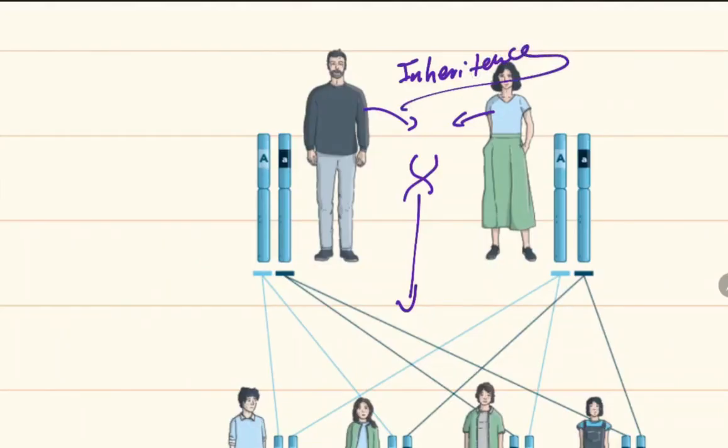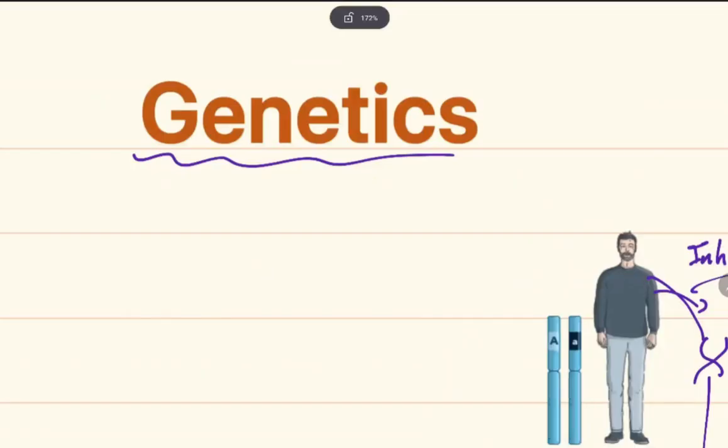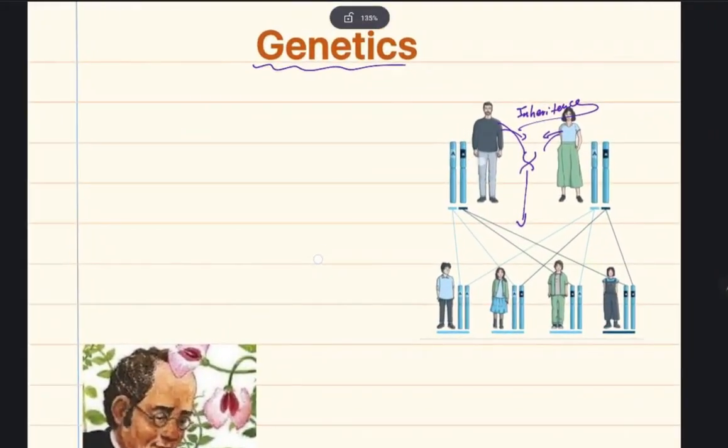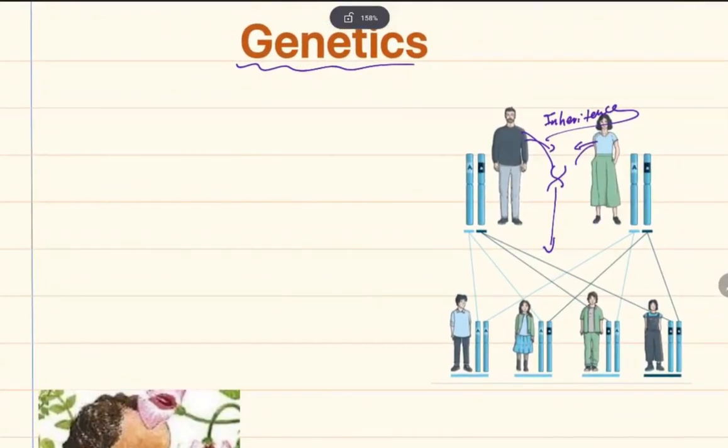So what is inheritance? It is the transmission of characteristics from the parents to the offspring. And the science which studies this, we call genetics. The science which studies the transmission of characteristics from the parents to the offspring is genetics.